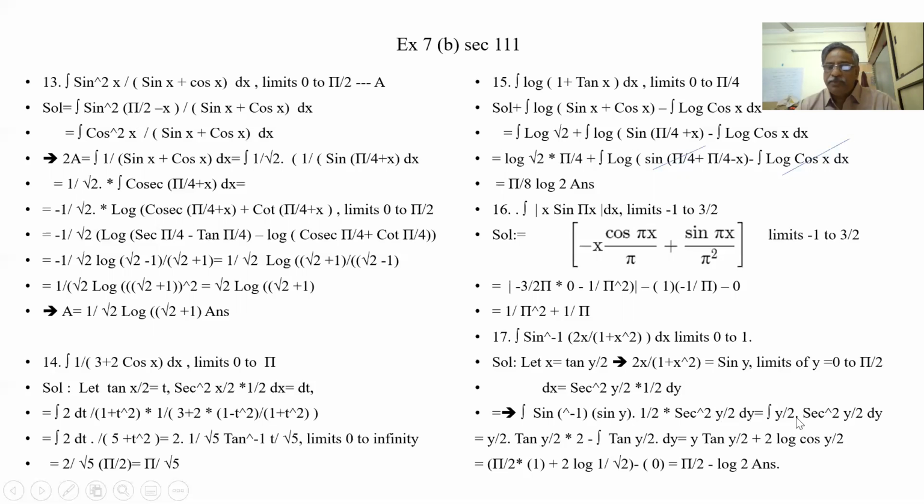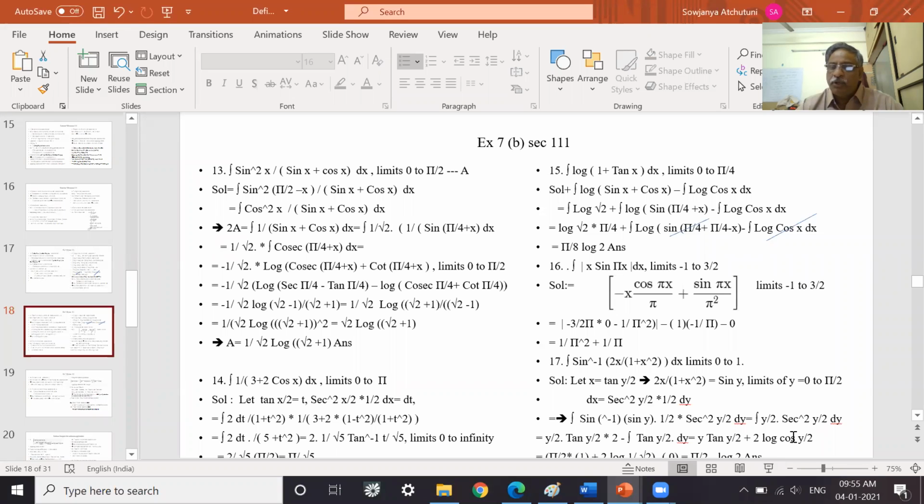So I am putting the uv formula. What is the integration of secant square y by 2? Tan y by 2 by half, so into 2. So sin inverse sin y becoming y, times half, into tan y by 2 into 2. So the first term, minus the integral of tan y by 2 into dy. You know the integration of tan y by 2 is minus log of cos y by 2 into 2. Because when I differentiate log cos y by 2, I get 1 by cos y by 2 into minus sin y by 2 into 1 by 2. So to compensate that, the minus will go to plus and the 2 will be there.